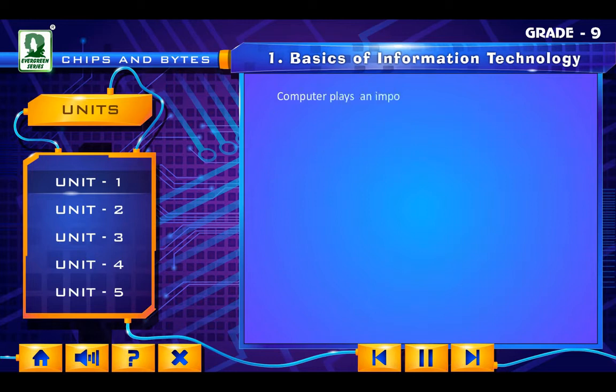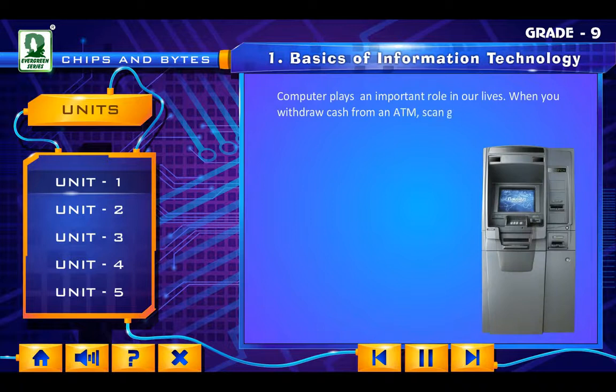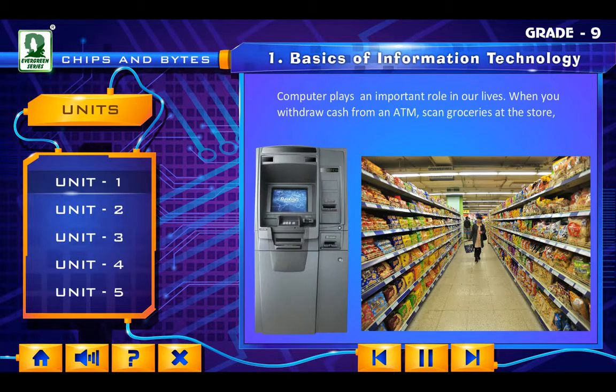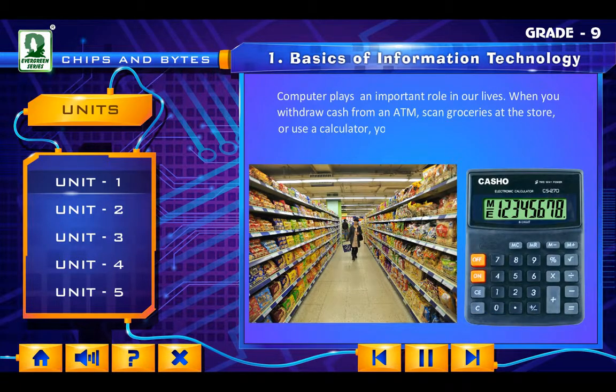Computer plays an important role in our lives. When you withdraw cash from an ATM, scan groceries at the store, or use a calculator, you are using a type of computer.